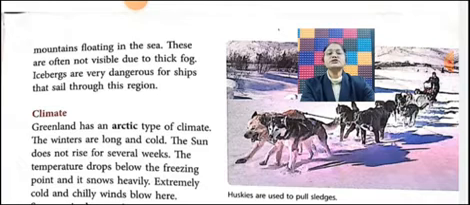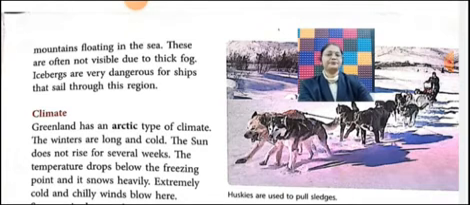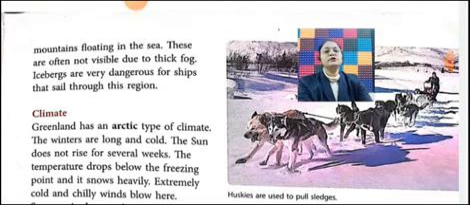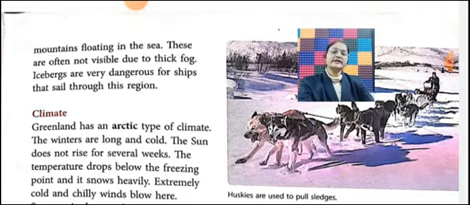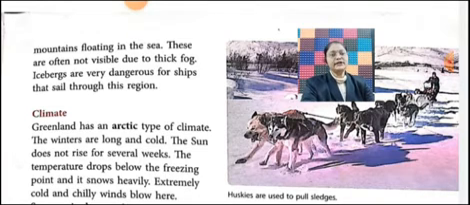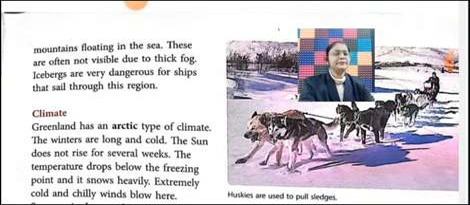The temperature drops below the freezing point and it snows heavily. Extremely cold and chilly winds blow here. और temperature कैसा हो जाता है? Below 0 डिग्री चला जाता है. And it snows heavily, और snowfall होता है. Extremely cold and chilly winds blow here in Greenland. Greenland में बहुत ही ठंडी chilly winds blow होती हैं.